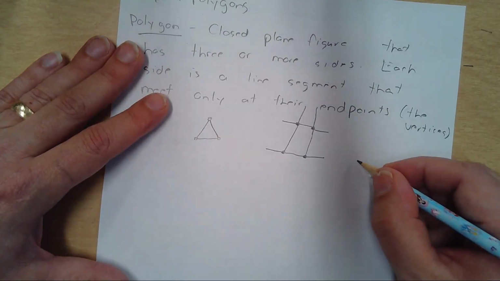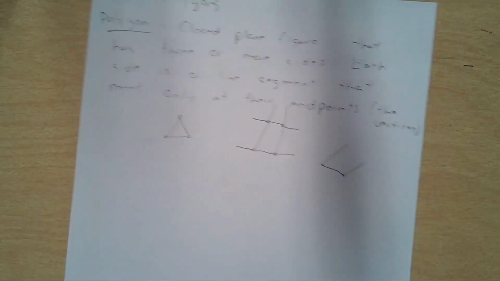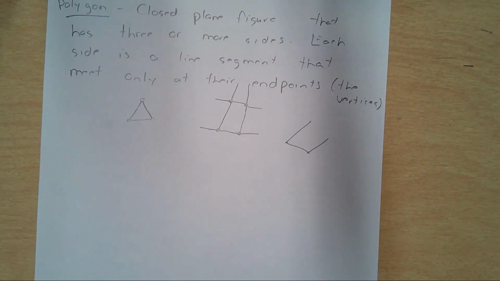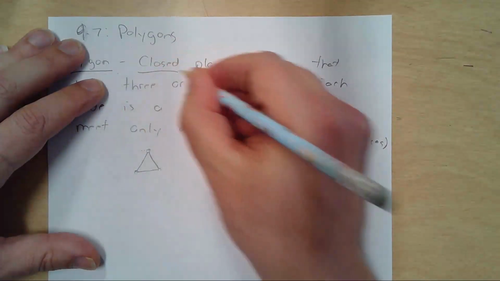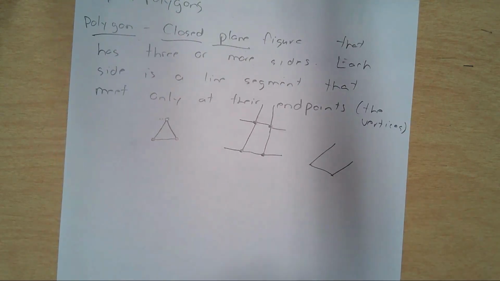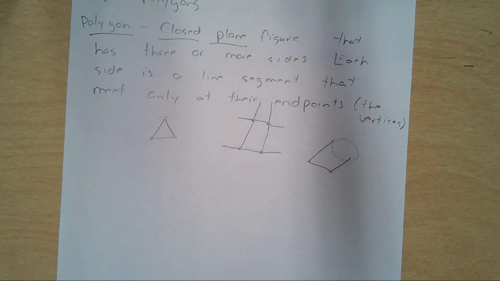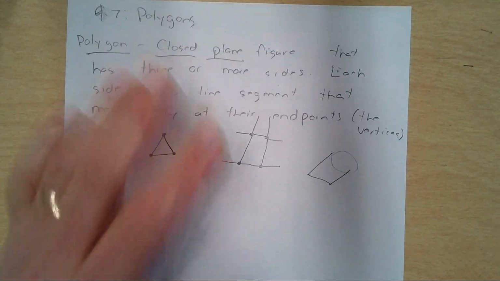Because if I draw this, 1, 2, 3, well, that's not a polygon. You can go, well, there's 3 sides, maybe. 3 line segments, sure. I agree with you on that, but it's not a closed plane. Closed plane means that there's no gap. The line segments all have to come together to form the figure. So this is not a polygon here because I have this space here. And again, by definition, it has to be a closed plane figure.